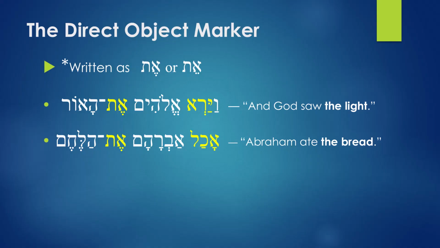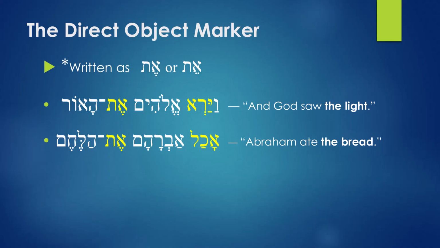Et is always placed before an object that has a definite article or an object that is a proper noun. That's why you put et. You always see it in front of definite articles. Example, here you have et haor, et haor. Down you have et halechem, et halechem. Why? Et is always placed before definite words.